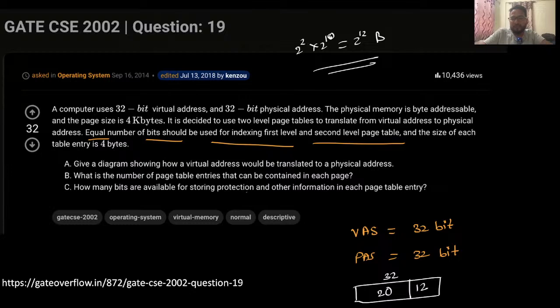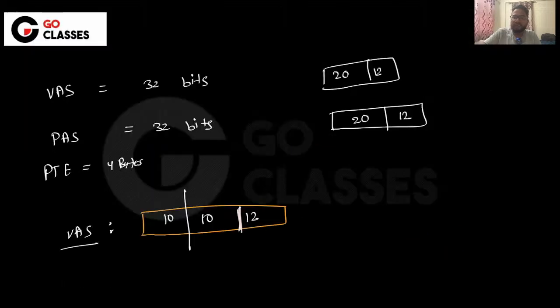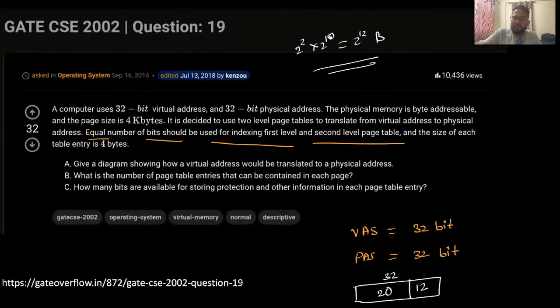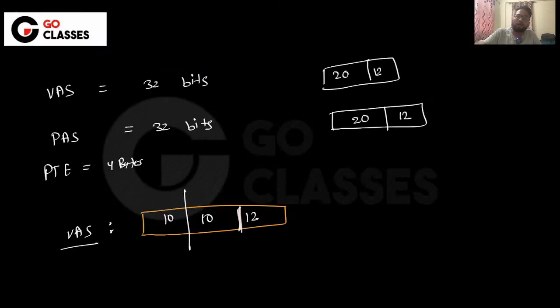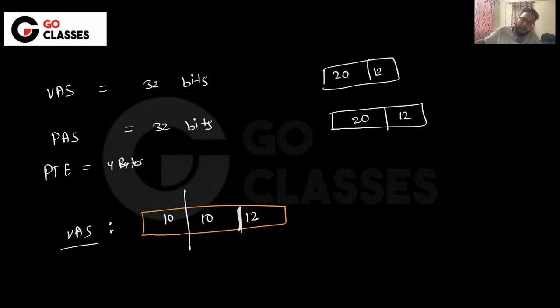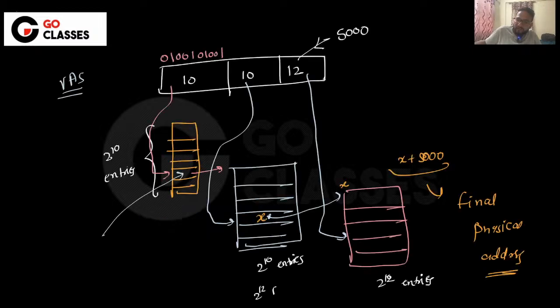Now, what is the number of page table entries that can be contained in each page? I think you can find it. Number of entries in each page is 2 power 10, right? So yes. How many bits are available for storing the protection and other information in each page table entry? That is a nice question. If the page table entries are of 4 bytes, then tell me how much you will need to point it. It will have the address of this. This is 2 power 10 entries, and if you convert that to bytes, page table entry is 4 bytes, which means 2 power 12 bytes, right?